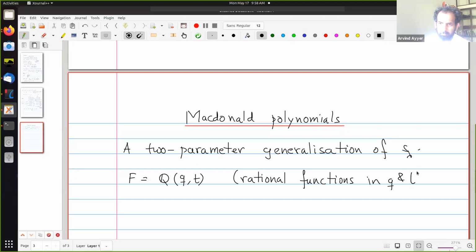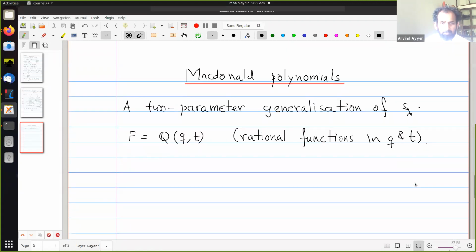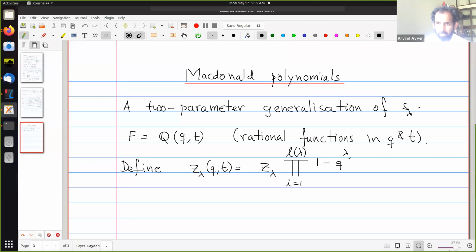And define z lambda of q,t to be z lambda, our usual factor, times this product, where i goes from 1 to the length of lambda. Remember, the length of lambda is the number of non-zero parts in lambda. It's 1 minus q to the lambda i divided by 1 minus t to the lambda i.